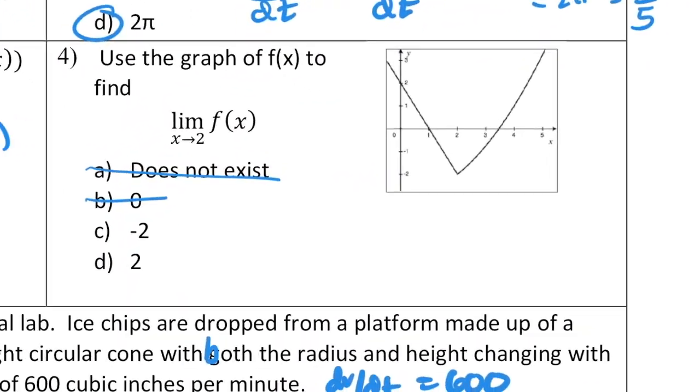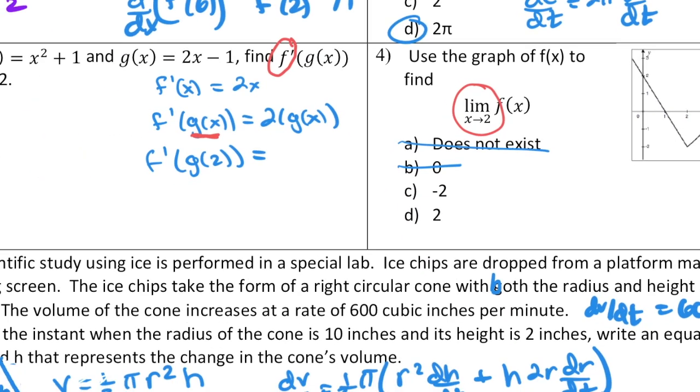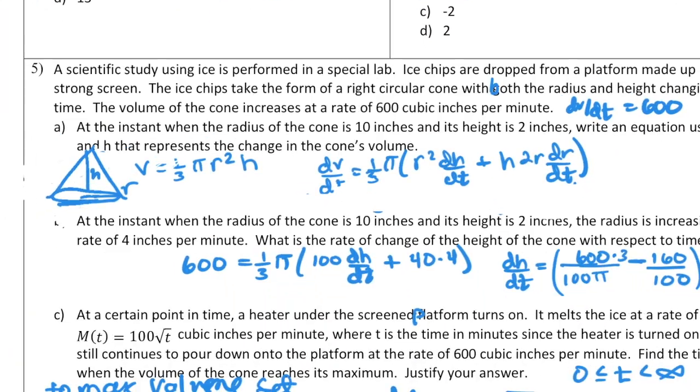Looking at your graph, do not be fooled. This is a limit problem. The function is continuous, and the limit does exist at 2. The derivative does not exist at 2, but the limit does exist. Limits will be on the midterm.